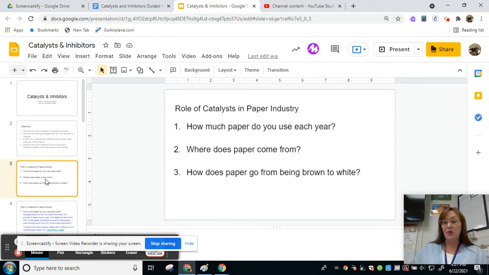So let's talk about catalysts in the paper industry, which is a huge industry. We all use paper products every day in lots of ways we don't even think about. So take just a minute and think. Just take a guess. How much paper do you think you use in a year? And if you're American, the answer might surprise you.